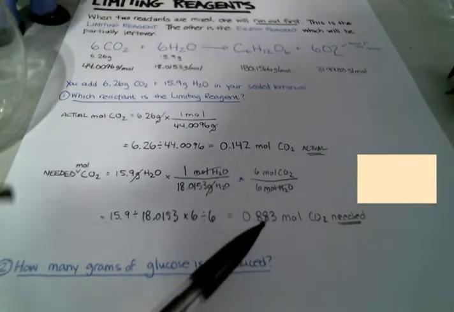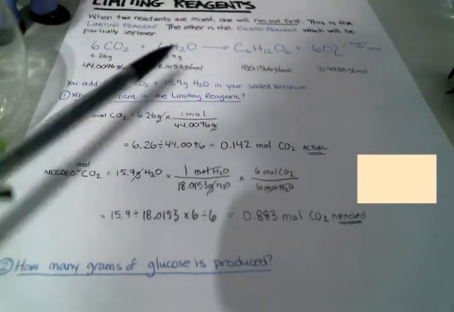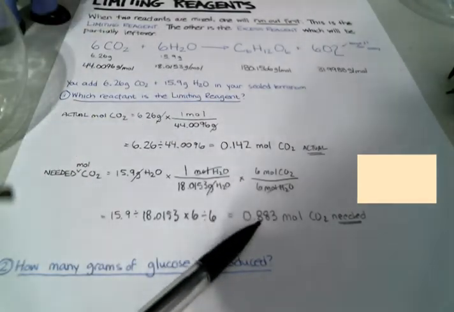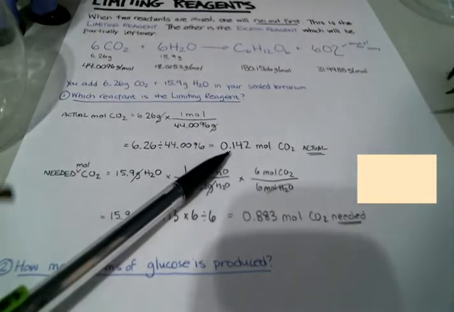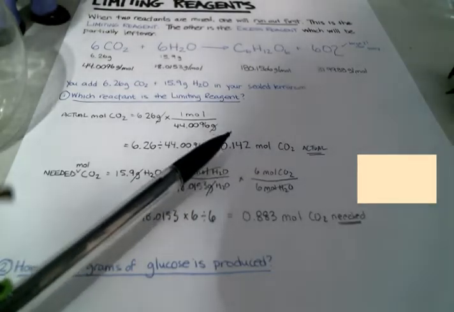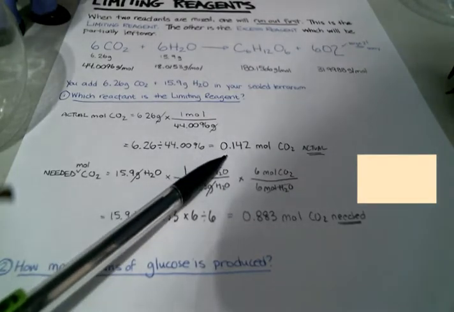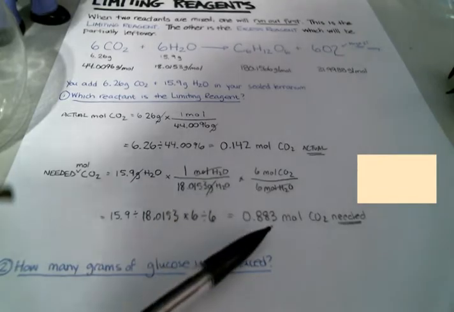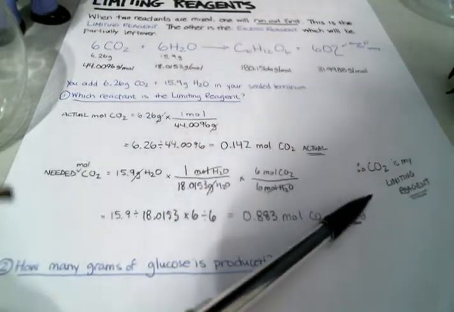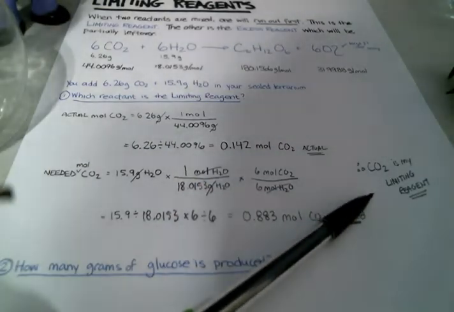So think about it this way. To react all the water, I need 0.883 moles of carbon dioxide. But I have 0.142 moles of carbon dioxide. So logically, we could say that this is going to be our limiting reagent. Carbon dioxide, there's not enough of it to fully react the water. Therefore, carbon dioxide is my limiting reagent in this question.